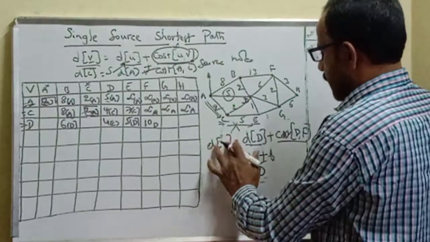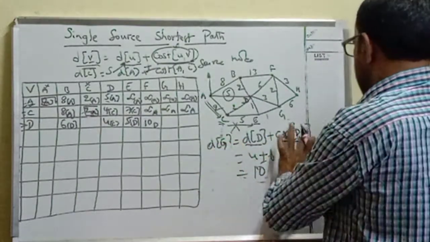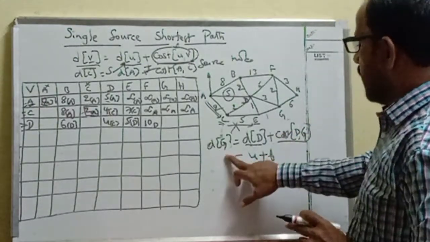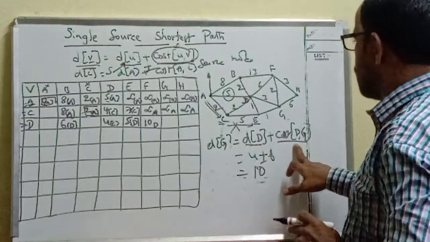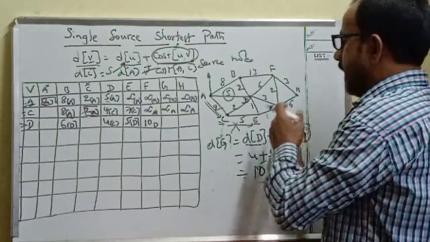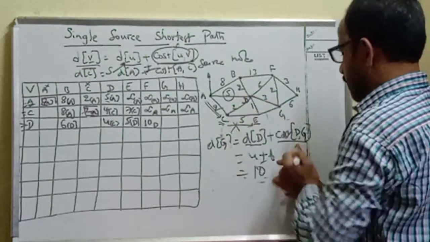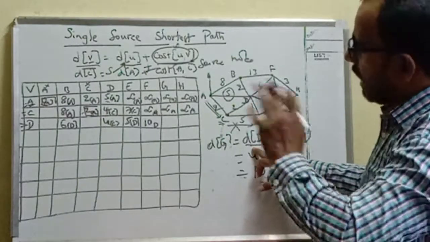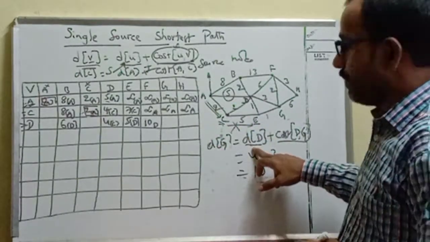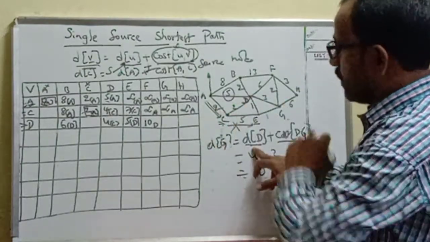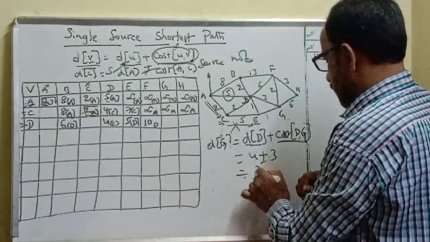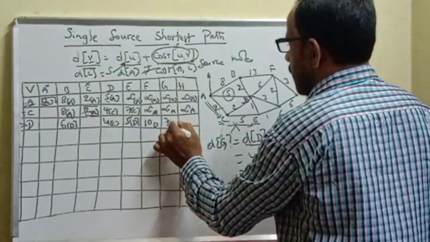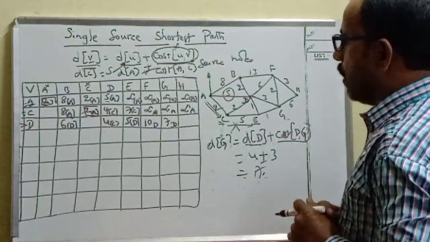The next one is G. Wherever F is there, simply replace F with G. So D of G equals D of D plus cost of D comma G. Is there any edge between D and G? We need to verify in the graph. Yes, there is a direct edge between D and G. What is the cost? 3 units. This is constant because we are using D as the intermediate node and we are updating the costs between the source node and the respective node via the intermediate node. So 4 plus 3 is 7. 7 is far smaller than infinite. So via D we got that number.